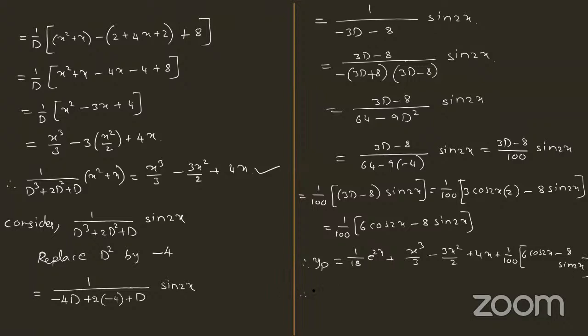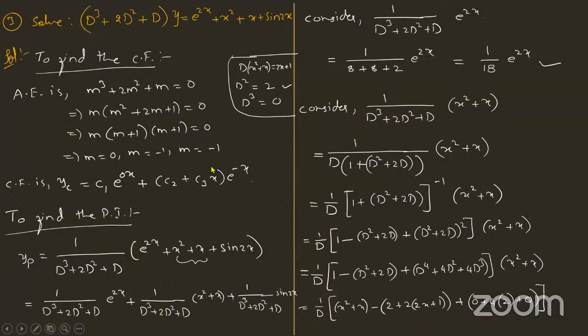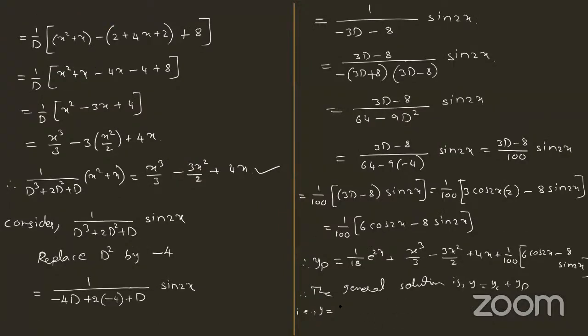So therefore, the general solution, finally, we add the complementary function and particular integral, yc plus yp. So that is y equals, if you look back, what is the complementary function? It is this. C1 e power 0 is anyway 1, so I'm not writing. So it is simply C1 plus C2 plus C3x into e to the power of minus x. This is all your complementary function plus particular integral.